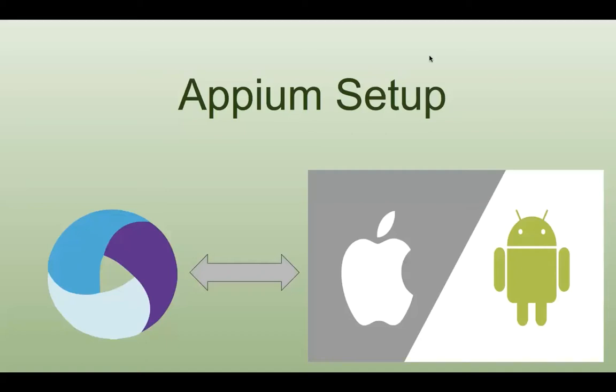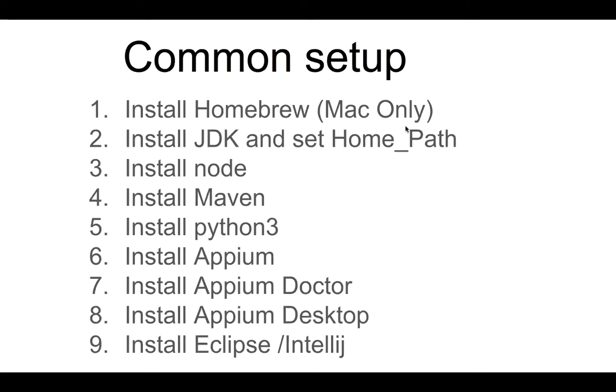So in this video, you're gonna see how we can install Appium and set up everything for a Mac machine. Let's get started. First of all, we'll have to do some common setup, whether you are doing it for iOS or Android. All this software has to be installed in order to configure Appium on your Mac machine. Okay, so let's get started one by one, and we'll install step by step.